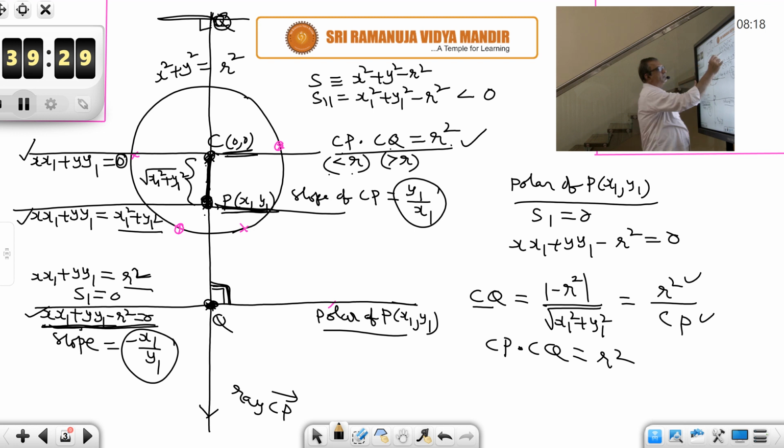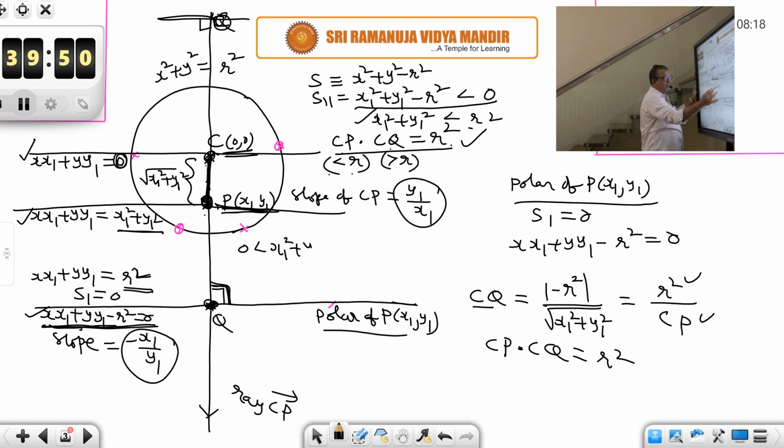Because here you see S11 is less than 0. So x1 square plus y1 square is less than r square. So the first constant is 0. The next constant is x1 square plus y1 square. The next constant is r square. And we know that x1 square plus y1 square is less than r square. So 0 is less than x1 square plus y1 square, which is less than r square. That fixes the order of the parallel lines.